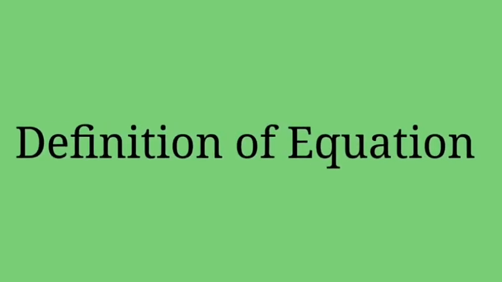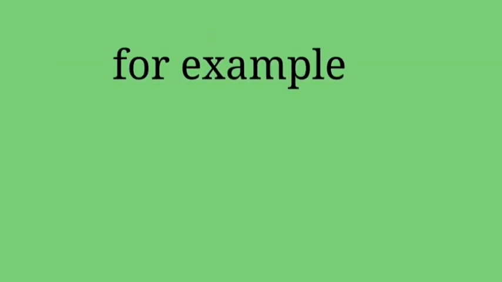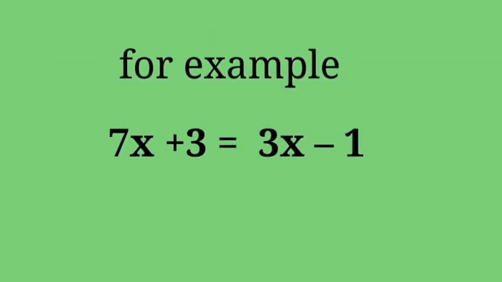Before starting the exercise number 3.3, let's look at the definition of equation. An equation is always equated to either a numerical value or another algebraic expression. For example, 7x plus 3 is equal to 17 is an equation. But this need not always be so. The right hand side may be an expression containing the variable. For example, 7x plus 3 is equal to 3x minus 1. I hope you understood what an equation is. Now let's start our exercise number 3.3.